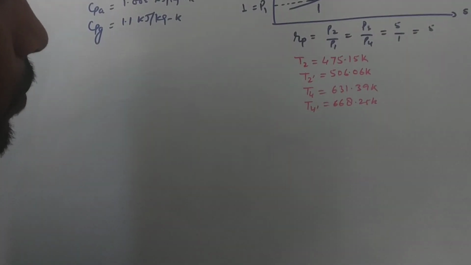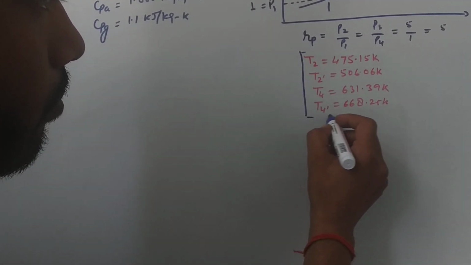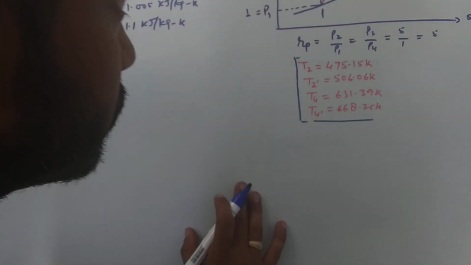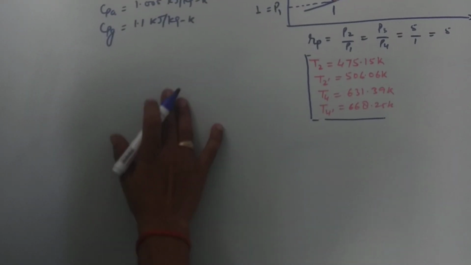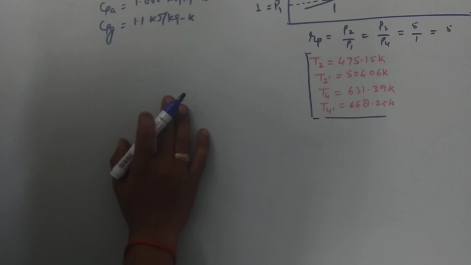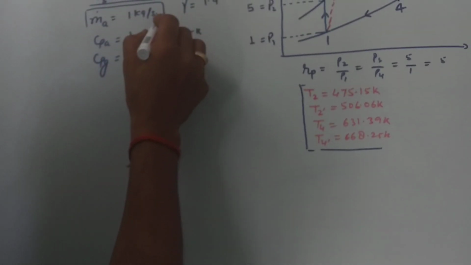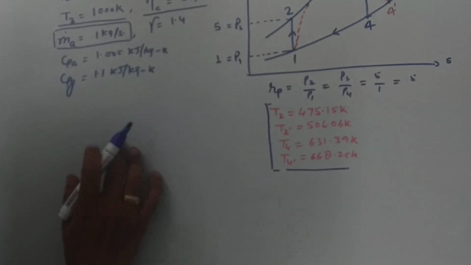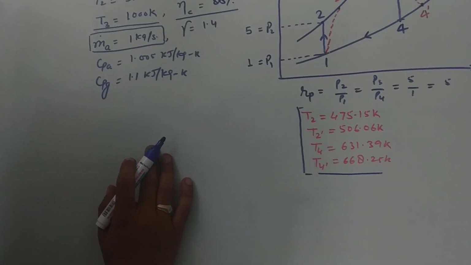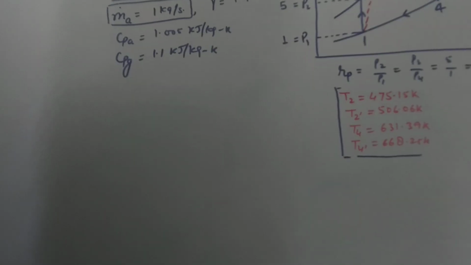Okay, so now we have calculated all the temperatures of the cycle. First question: you have to calculate the air fuel ratio. We have the mass flow rate of air given, and we calculate the mass flow rate of fuel. Dividing the mass flow rate of air by the mass flow rate of fuel, we'll get the air fuel ratio.